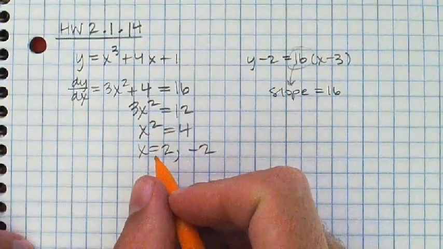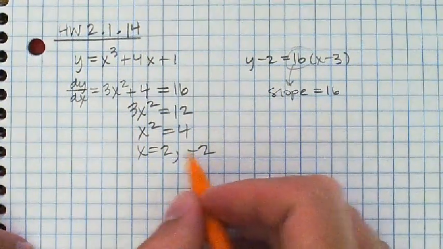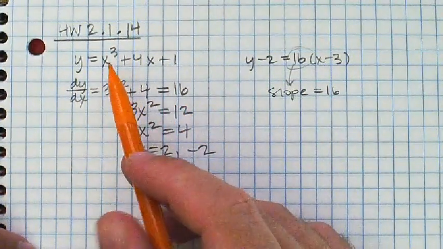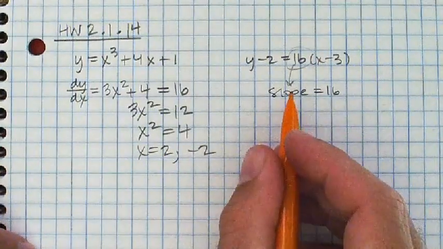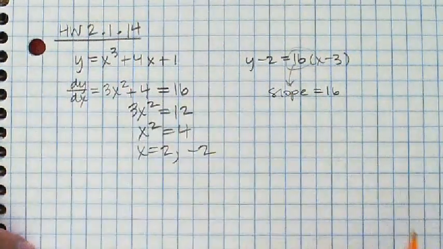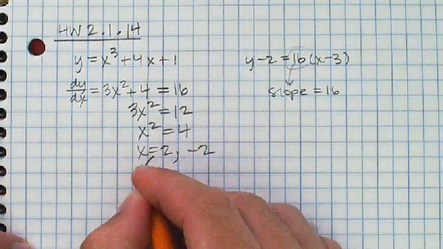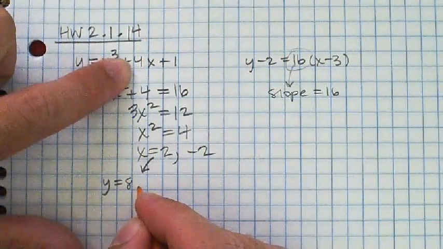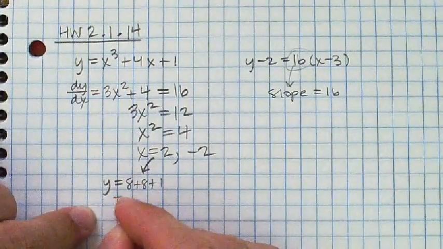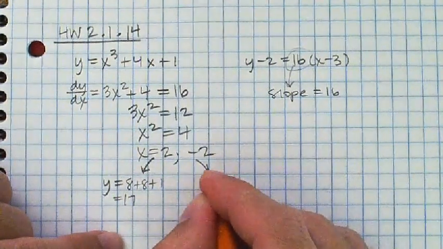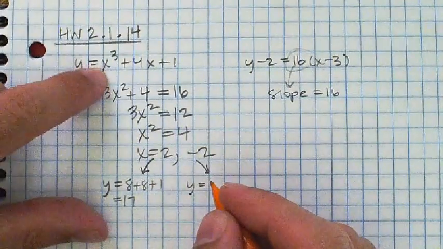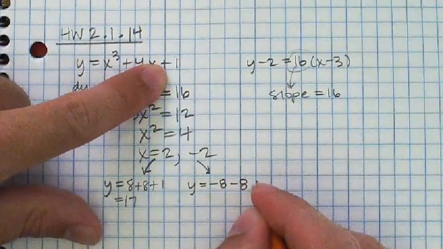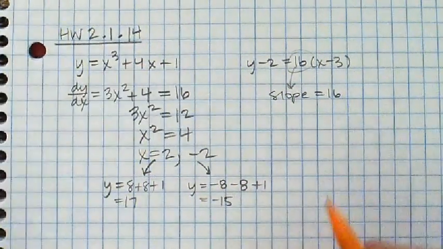So what I'll do is I'll just check both of these and make sure that the slope of this curve is 16 at this point. And yeah, definitely. I've got the slopes, and I've got the x coordinates of the points. I just need to find the y coordinates. So for x equals 2, y equals 2 to the third is 8, plus another 8, plus 1, which is looking like 17. For x equals negative 2, y equals negative 2 to the third is negative 8, 4 times negative 2 is another negative 8, plus 1 is looking like negative 15.